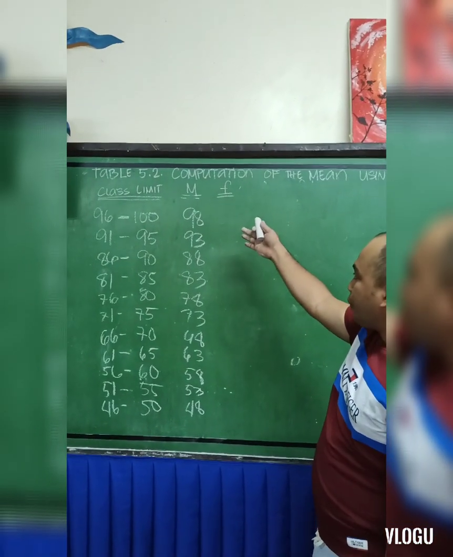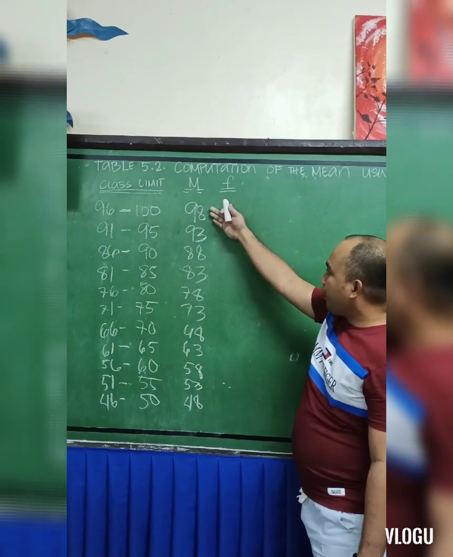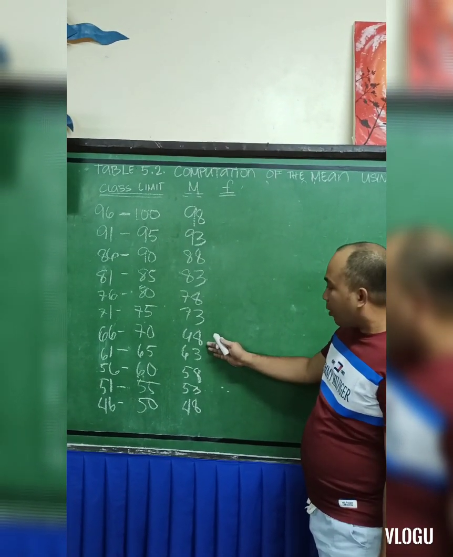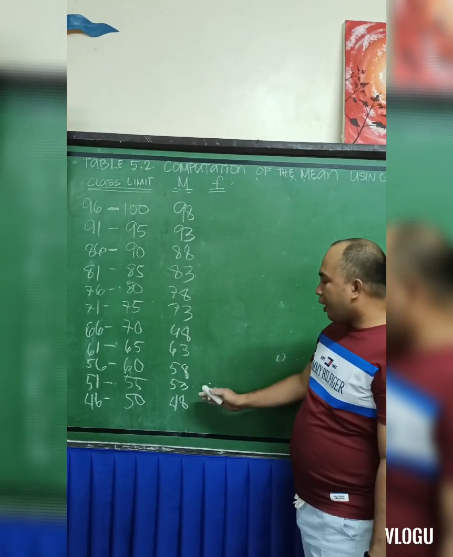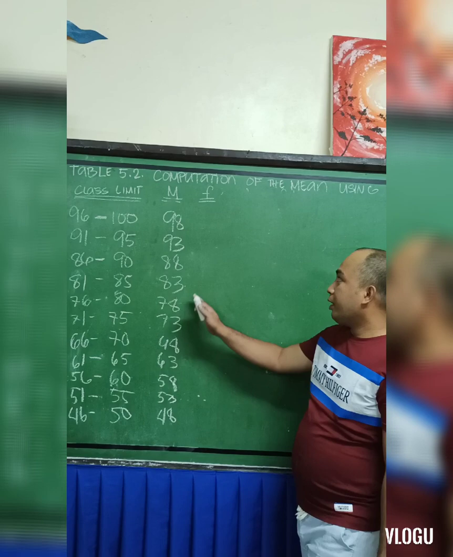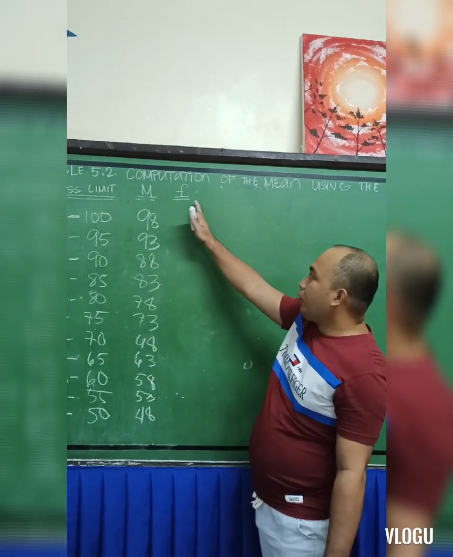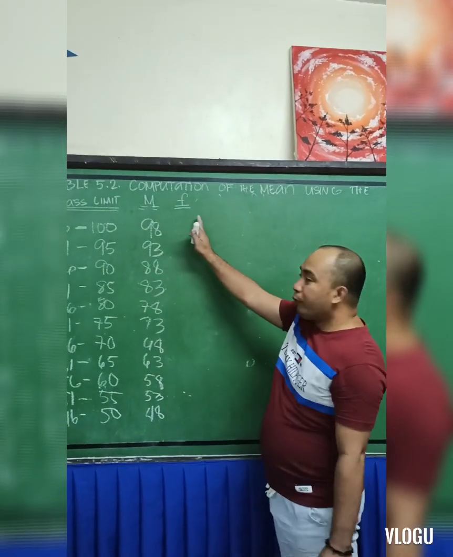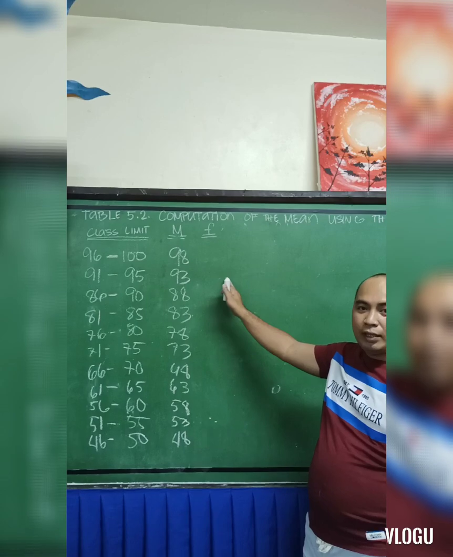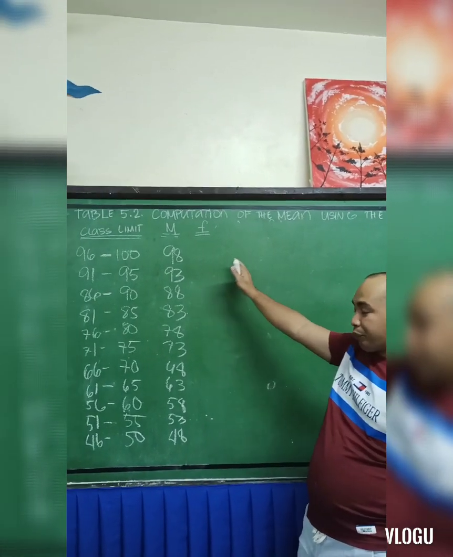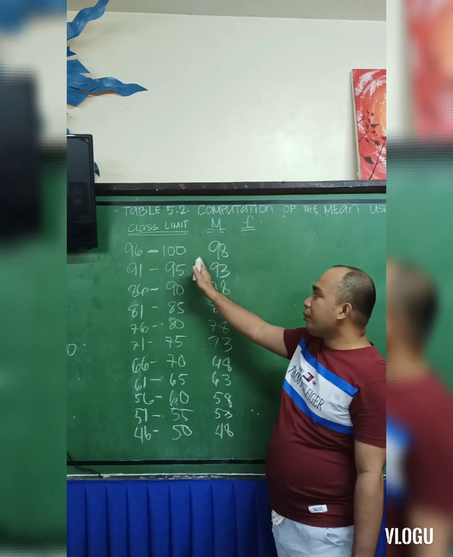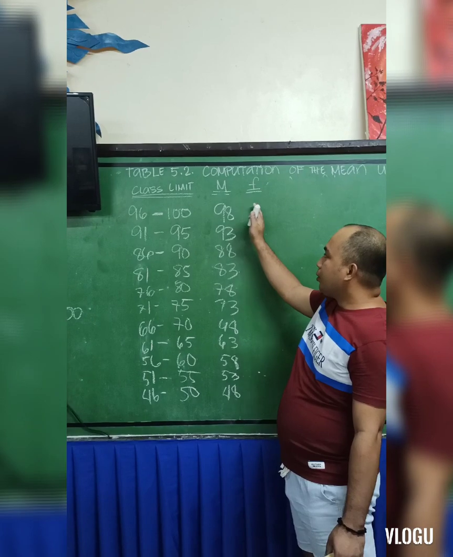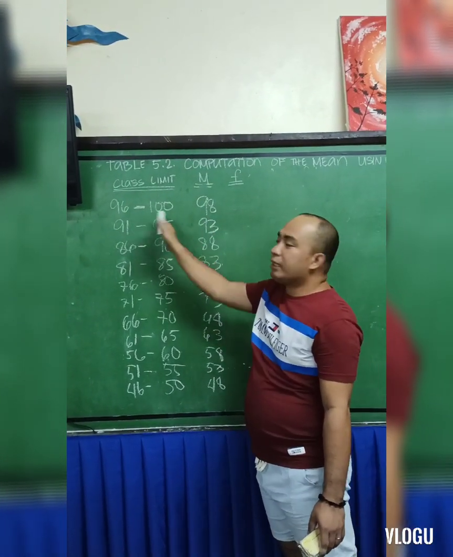Okay. So after we continue getting the midpoint, we have established our midpoints: 98, 93, 88, 83, 78, 73, 68, 63, 58, 53, and 48. And now let's proceed to the frequency. So how do we establish the frequency? As I said earlier, frequency represents the number of students getting the score within the class limit, for example 96 to 100, how many students get the test result within this class limit.